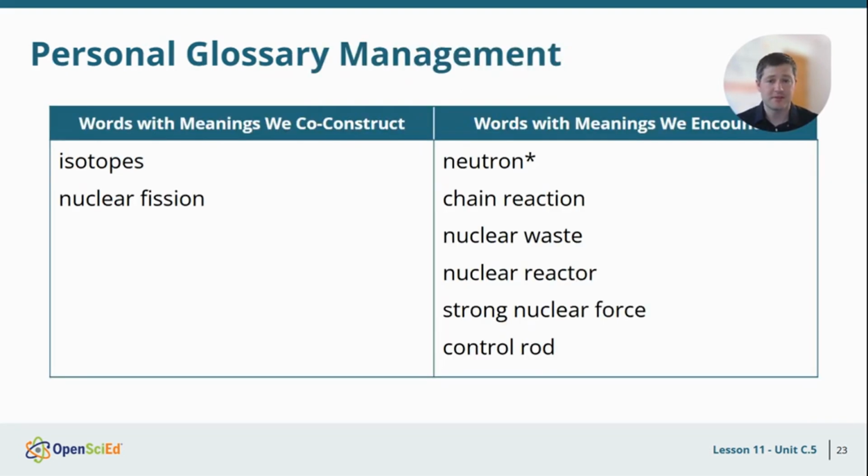In terms of the personal glossary, two new words with meanings that we co-construct because we think about them a lot are isotopes as well as nuclear fission. And then there's a number of words whose meanings we encounter. We see neutrons again. We know they exist, but we haven't thought about them in a long time because they don't have a huge impact on chemical reactions, but they're back now. We also encounter a number of words like chain reaction, nuclear waste, nuclear reactor, strong nuclear force, and control rod. Those are terms we want to make sure students are thinking about so they can talk about them, but ultimately they're not words that students are doing a lot of sense making around.